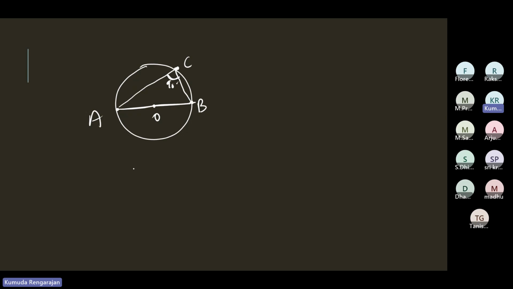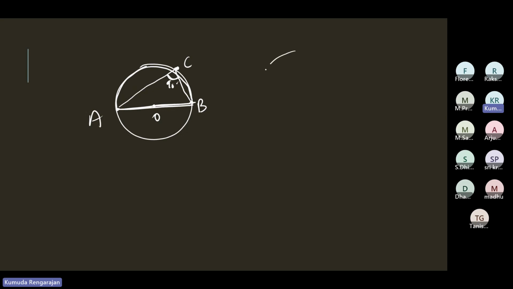Angle in a semicircle is a right angle, because this is a semicircle. So angle in a semicircle is a right angle, or the angle subtended by the diameter at any point on the circle.